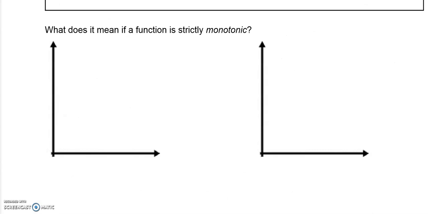Now, let's take a look at this term monotonic. That means, well, mono means singular, right? So if something is monotonic, that means that it's always increasing or always decreasing, just like what we showed you. So if your slopes are always positive, right, then it is always increasing.